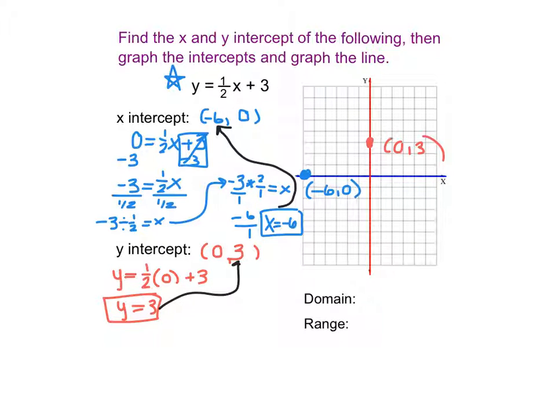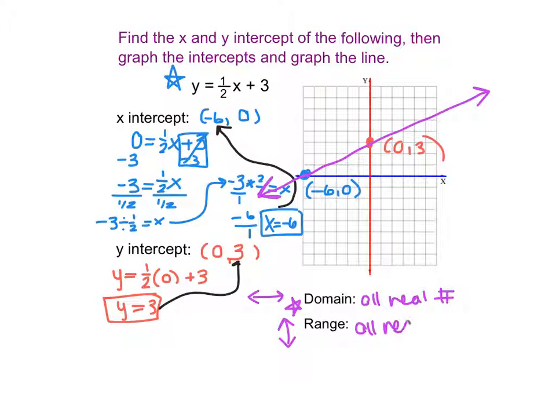And then my last step here is simply to connect these 2 points and to create an accurate graph. So I take those 2 points, I connect them with arrows extending through the coordinate plane. And then finally, now that I have an accurate graph, I can also identify my domain and range. Because this graph is going forever to the left and forever to the right, my domain is all real numbers. And because this graph is going forever up and forever down, my range is also all real numbers.